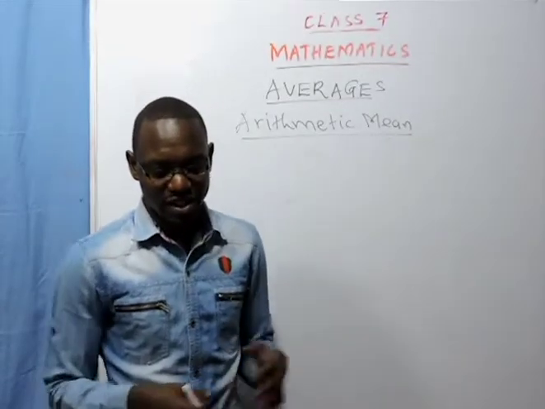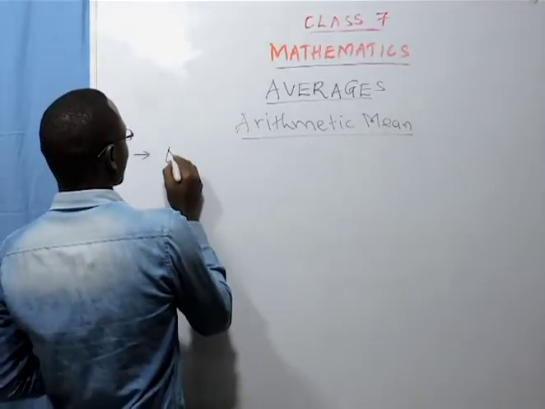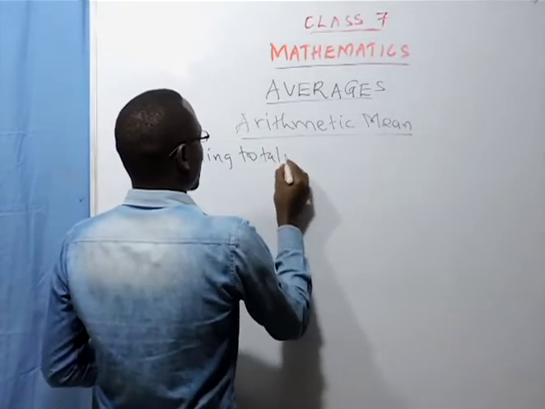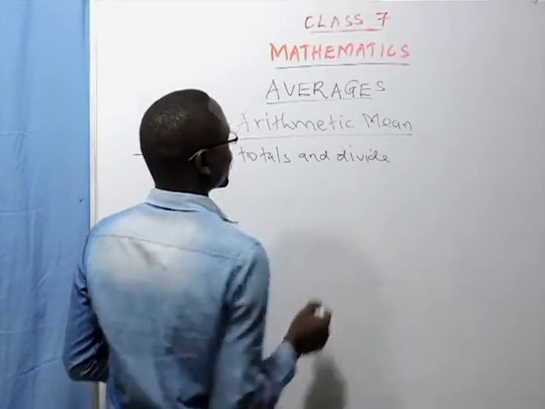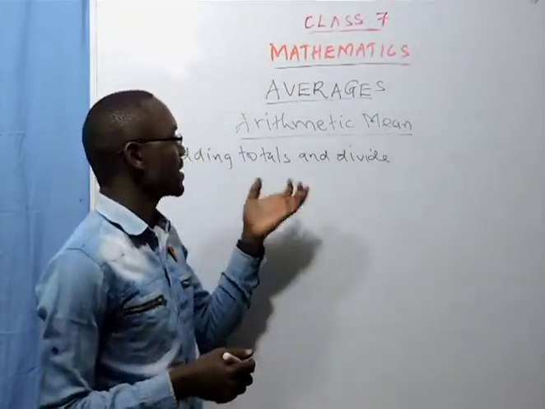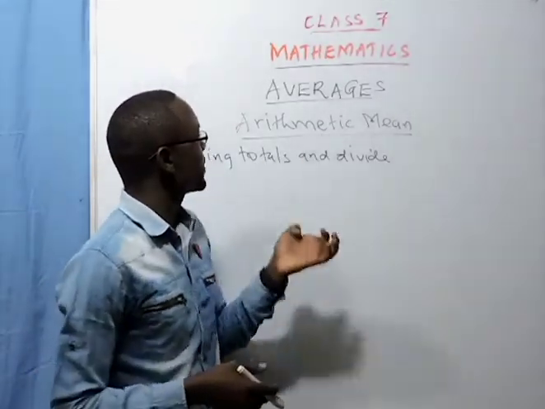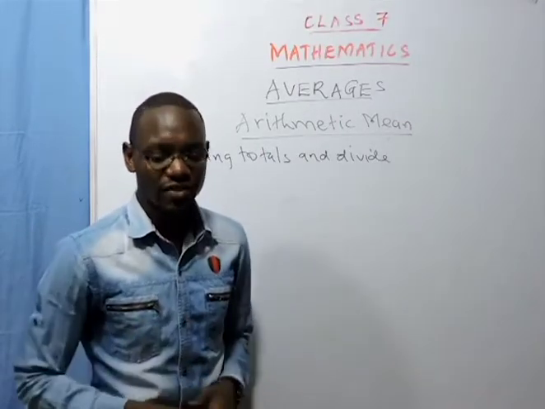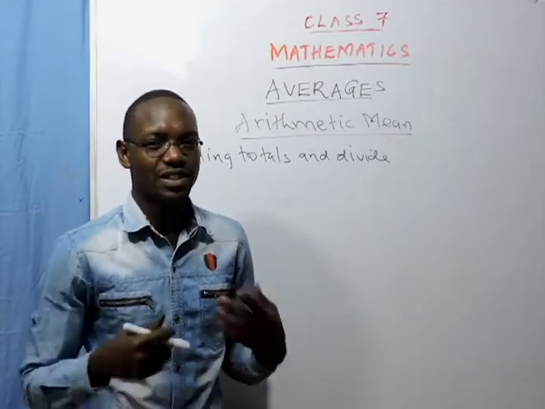Average, or rather the mean, is the value obtained after adding the totals, and you divide by the number of quantities that have been added. To get the average or the mean, they mean the same. You have to calculate the total, get the sum of the total, then you divide by the number of items or the group of items in that total.